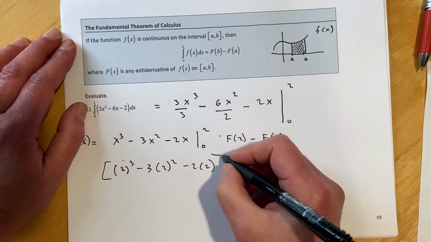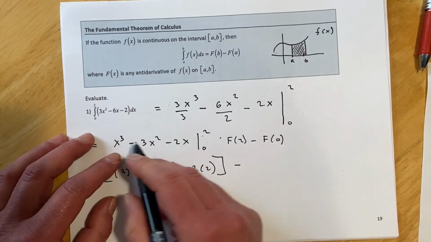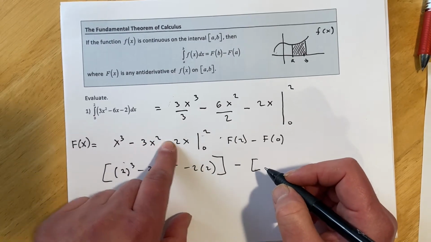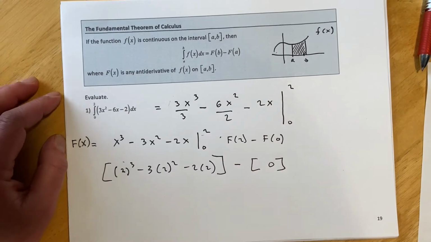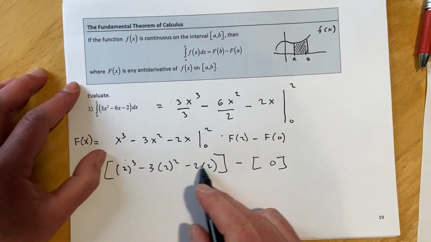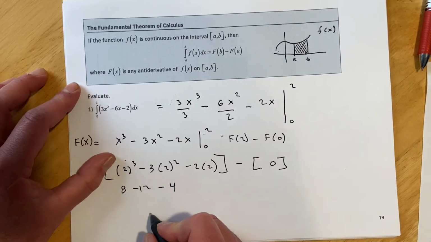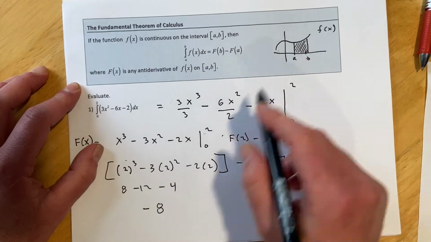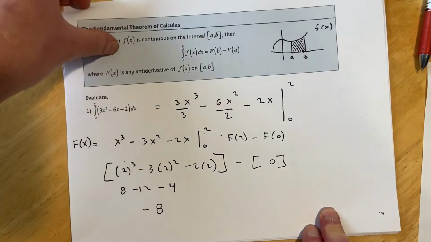So that part is f of 2, and then we're going to subtract f of 0, which hopefully you can see is 0 cubed minus 0 squared minus 2 times 0. It's all going to be just a big old 0 on the end, so it's nice when that's a 0. So it'll just be whatever this is. So 8 minus 12 minus 4, so it looks like negative 8. And we'll get into what negative areas are, again, in that next video.